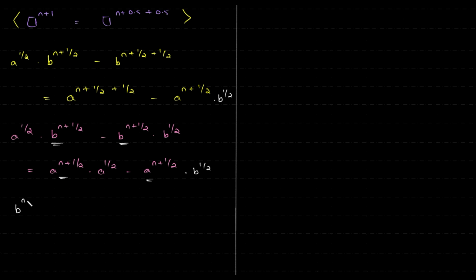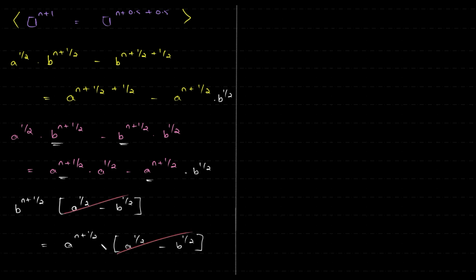So we have b to the power of n plus half on the left hand side, and this is a to the power of half minus b to the power of half, and this is equal to a to the power of n plus half into a to the power of half minus b to the power of half. So what is common? Clearly these two terms are the same. Here there's a single term, here is a single term, it's the same term, so I can cancel. All I have is b to the power of n plus half is equal to a to the power of n plus half.